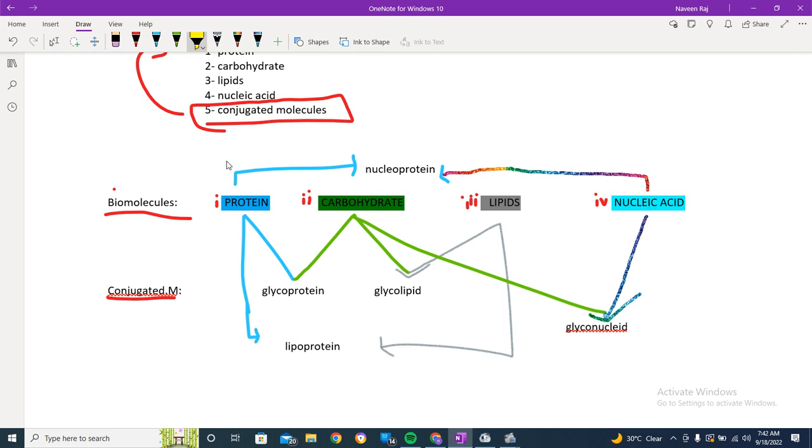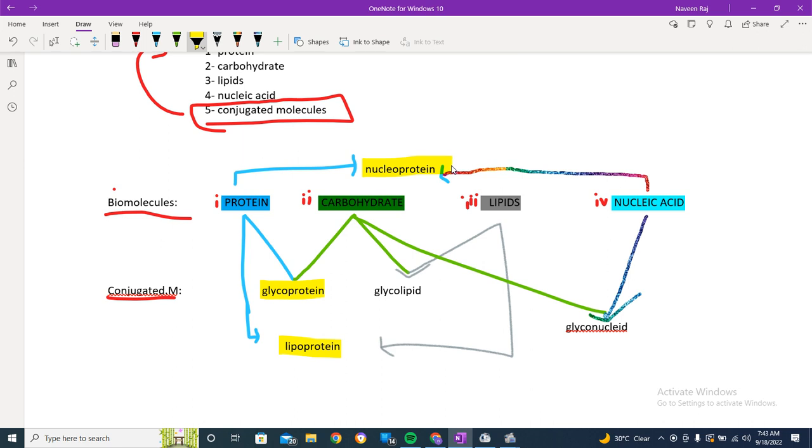First, protein plus carbohydrate, that is glycoprotein. Remember the word: we use carbo, gluco or glucose, and we say glyco when we are using carbohydrate in many cases. So we say glycoprotein when protein and carbohydrate combine. In the next case, protein plus lipids, gray and blue, gives lipoprotein. Third, protein and nucleic acid make nucleoprotein.